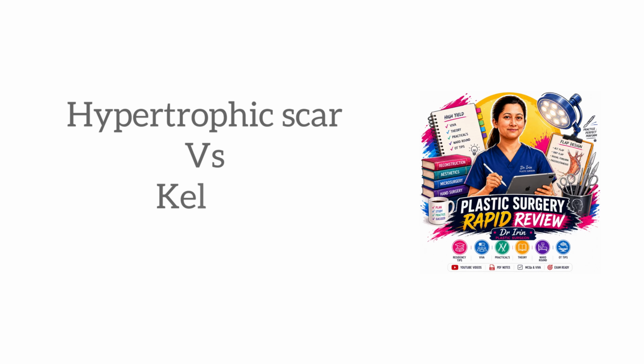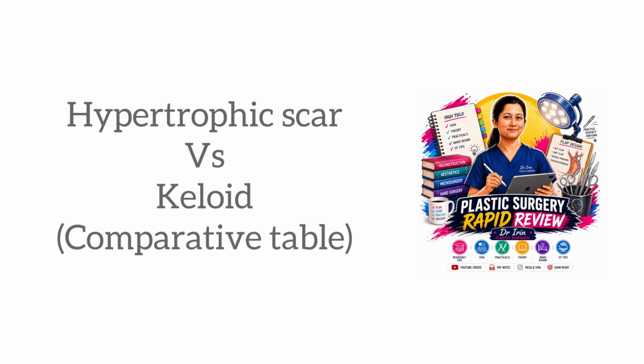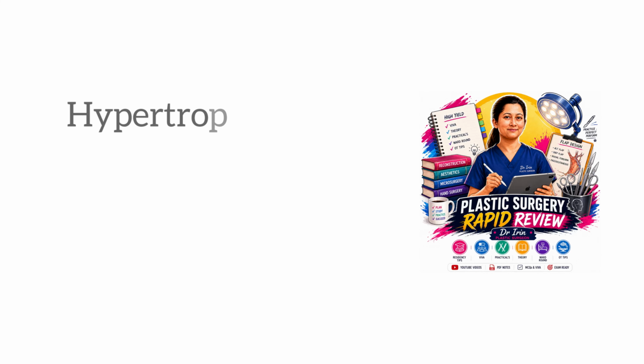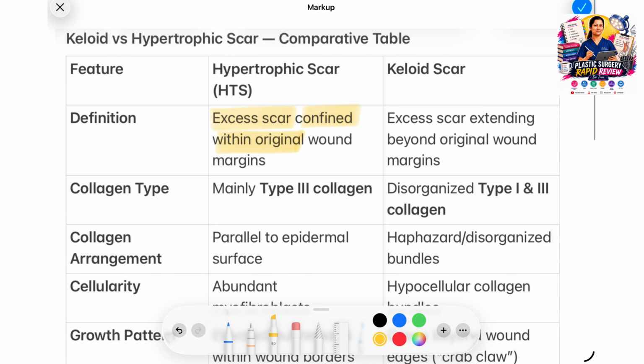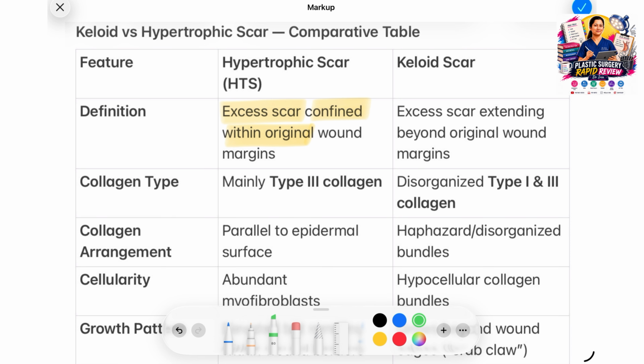Today I will be discussing the differences between a keloid and a hypertrophic scar. It is one of the most common questions asked in theory exams and may also be asked in vivas. A hypertrophic scar, by definition, is an excessive scar which is confined within the original margins of the wound, whereas a keloid scar is a scar which extends beyond the original wound margins.